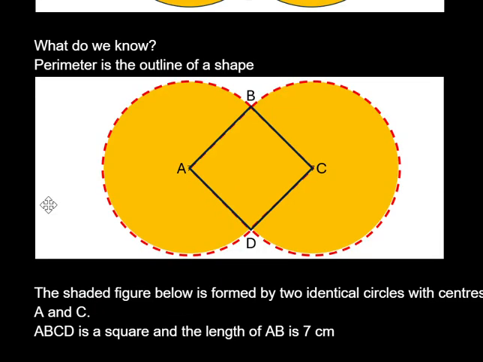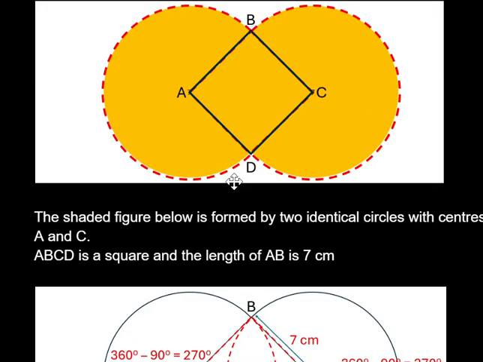So what do we know? First thing, your child needs to understand where the perimeter of the shape is. So this is the perimeter, the dotted line that we're referring to, not the inside. Just the outside here, the perimeter. Then inside here there is actually a square.